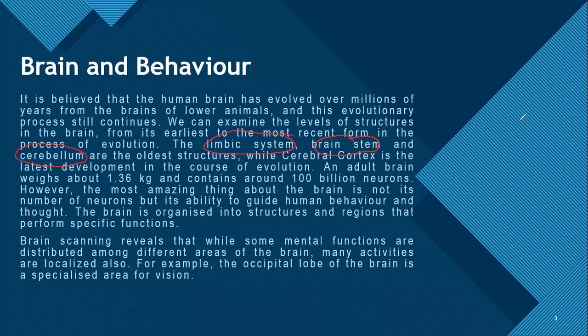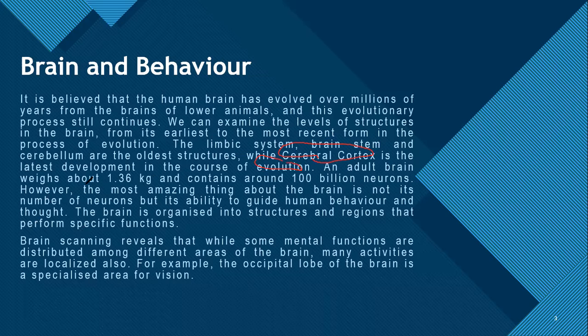But what is the new one? The cerebral cortex or cerebrum is the latest development in the course of evolution. So this part, the cerebral cortex, started developing in what? In the modern human beings.